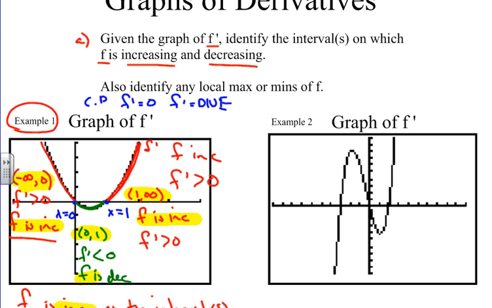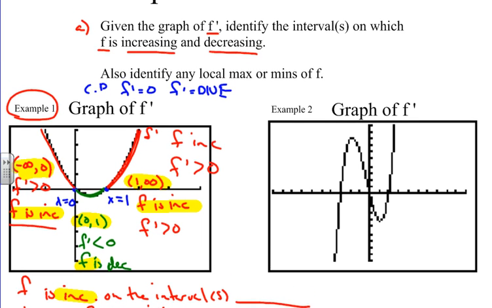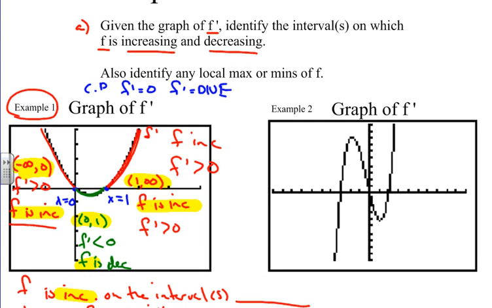The converse statement. Well, example number 2, if you want to try it. Actually, let me go back, I forgot. Let's do part B. Identify where we have local max and mins.